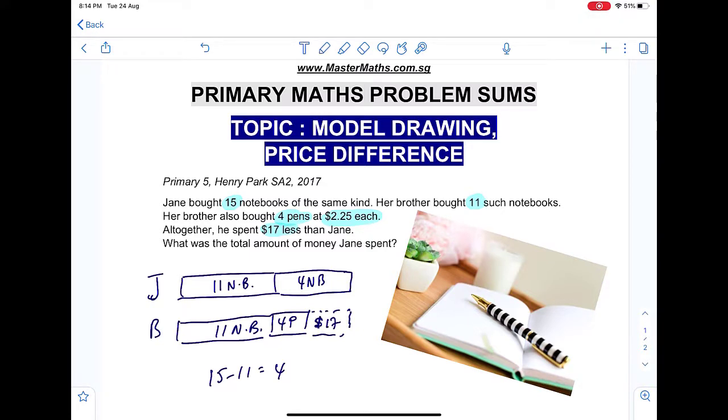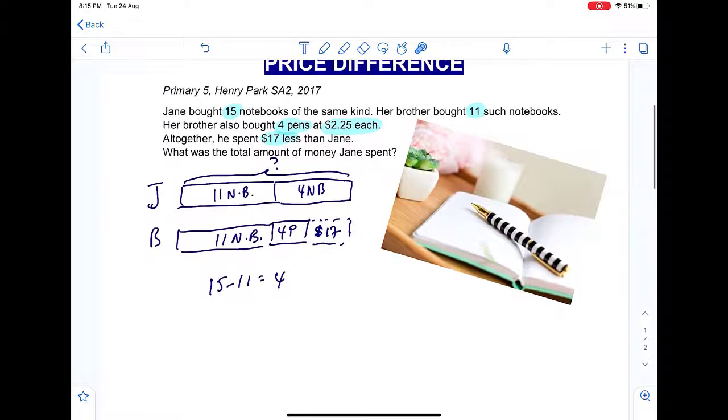So what was the total amount of money Jane spent? Basically, what is this question mark here? What is the cost of 15 notebooks? To do this, we need to find the cost of one notebook. That can be found by focusing on this section right here. This section is basically the cost of 4 notebooks. Now, what is the cost of 4 notebooks?